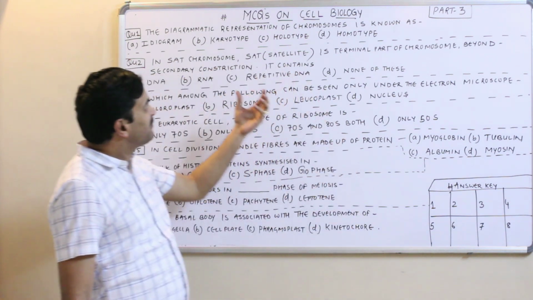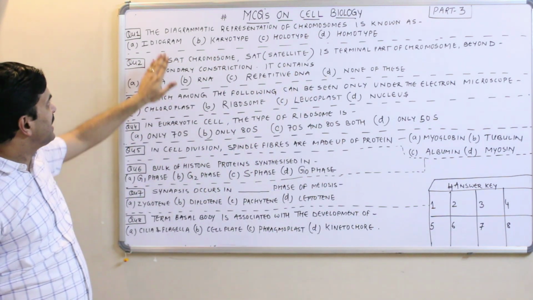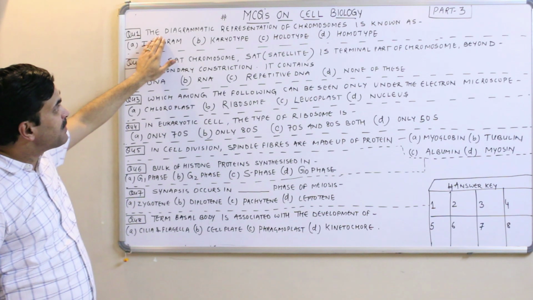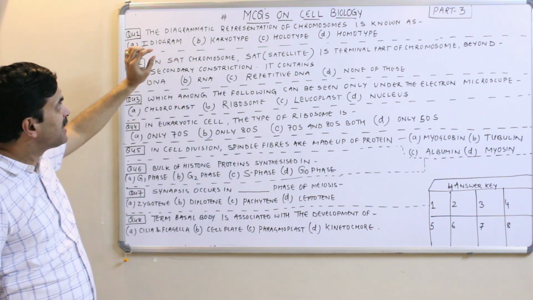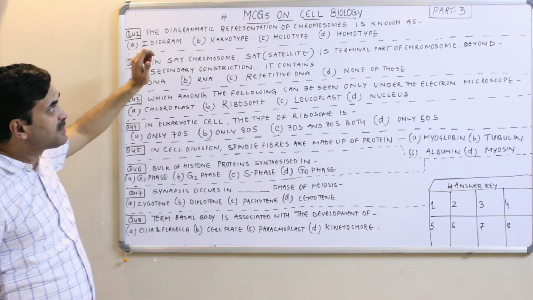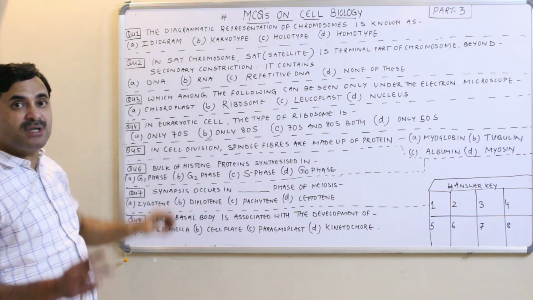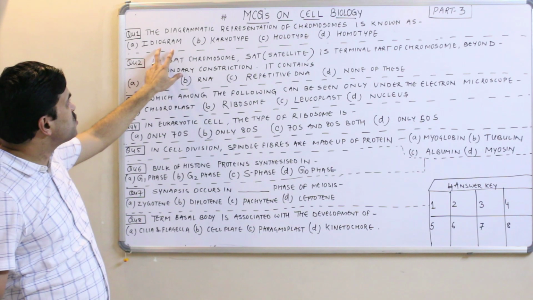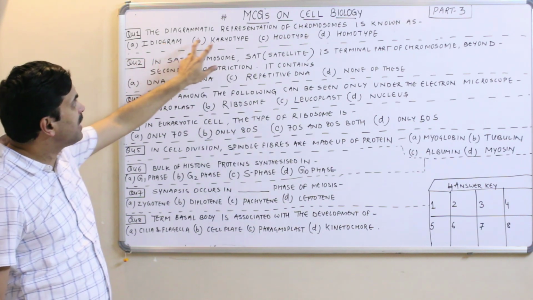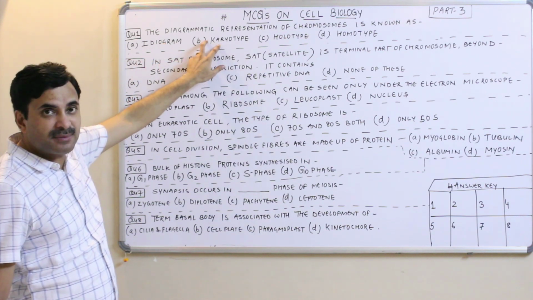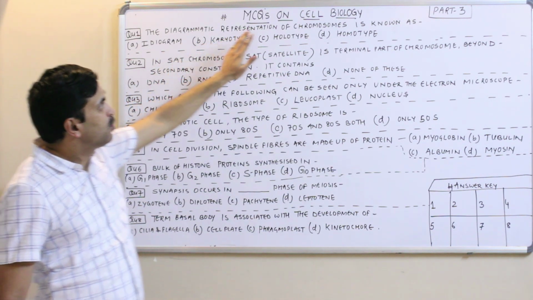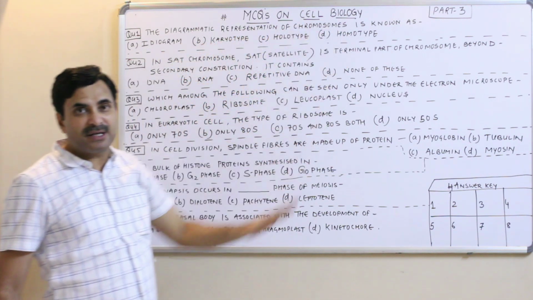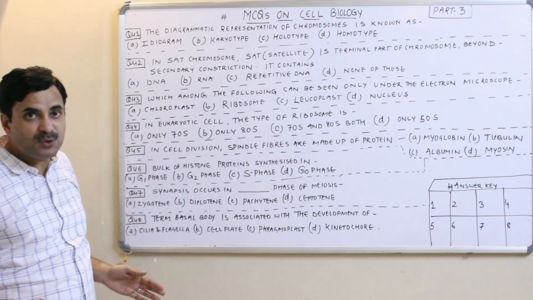Starting today with the very first question: the diagrammatic representation of chromosomes is called as. Now this is very important, and sometimes I have seen that students make mistakes between these two options, ideogram and karyotype. They always have confusion between the ideogram and the karyotype. Holotype and homotype are totally different. They are not at all associated with chromosomes.